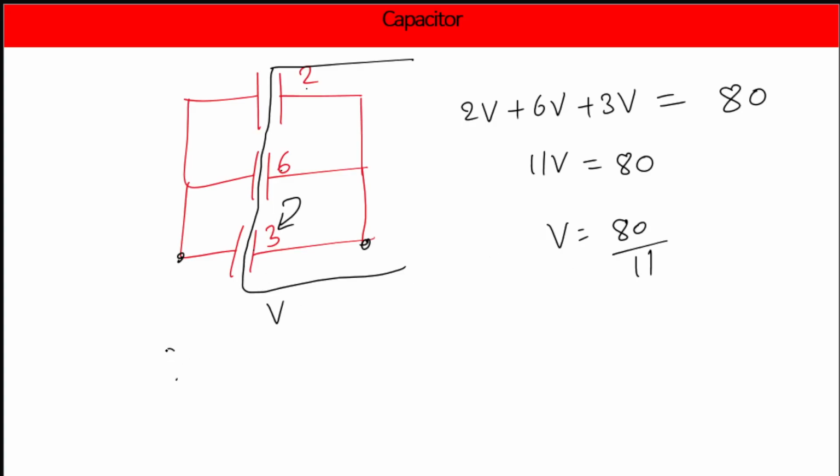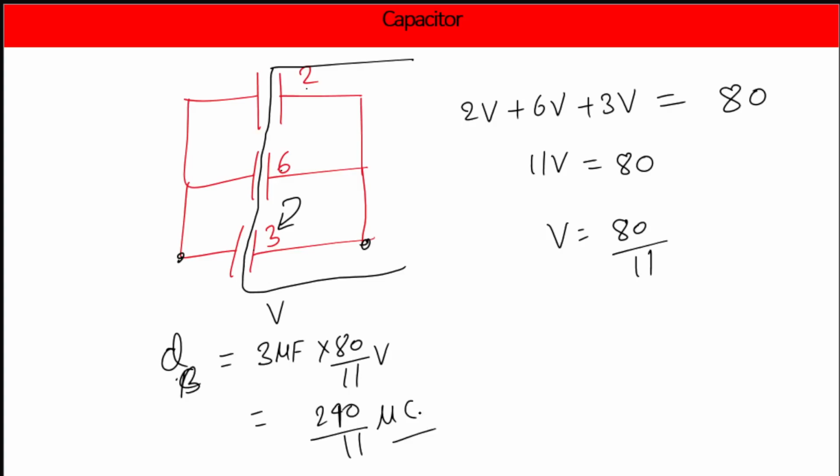So it is going to be the charge on capacitor C. That was C or B? That was B, right? So on B it will be 3 into, that was 3 microfarad, right? Into 80 by 11 volt. So this will give you how much? 240 by 11 microcoulomb. Done it? This way you can write the charge on this one. You can write the charge on this one. Okay? And accordingly you can get the answer.